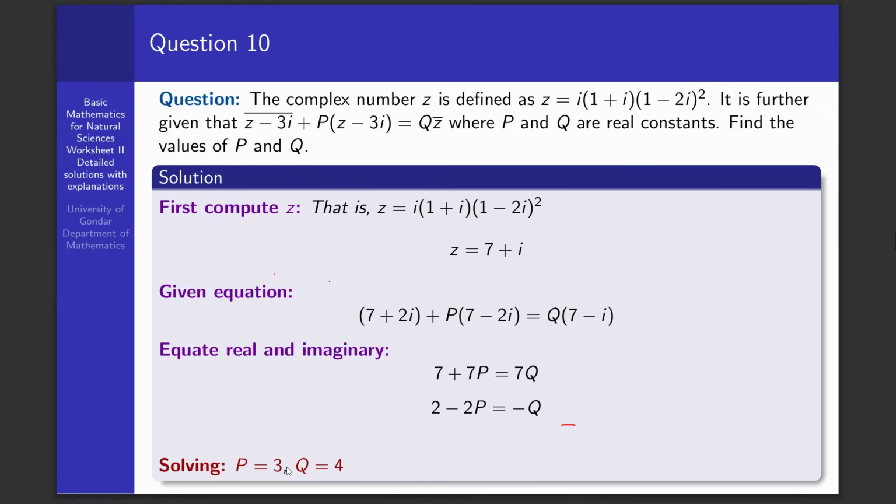Then whenever p is equal to 3 and q is equal to 4, this equation, that is z minus 3i bar plus p of z minus 3i, becomes q of z bar, when z is this expression, or 7 plus i.